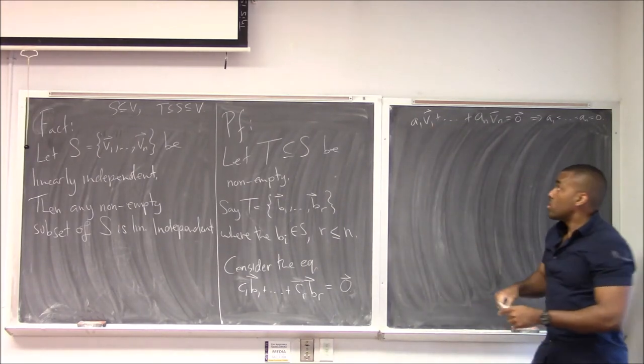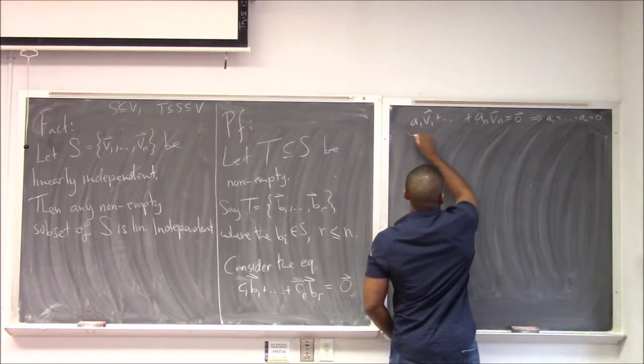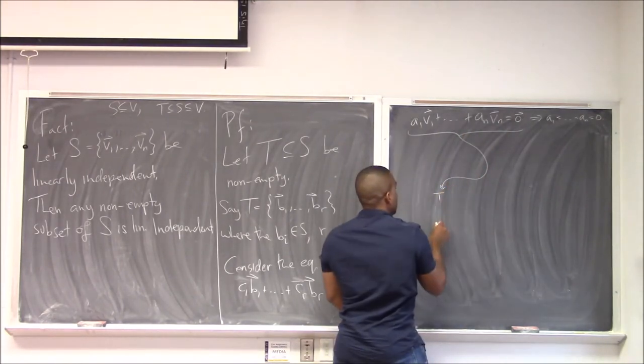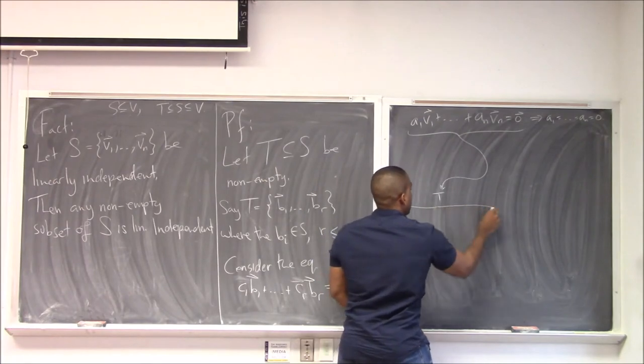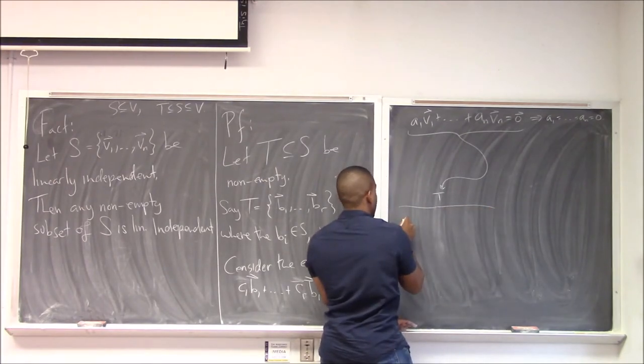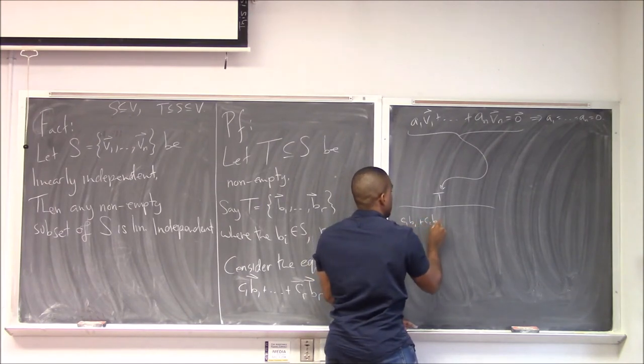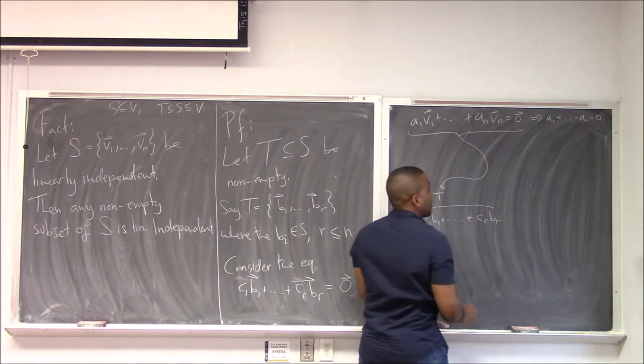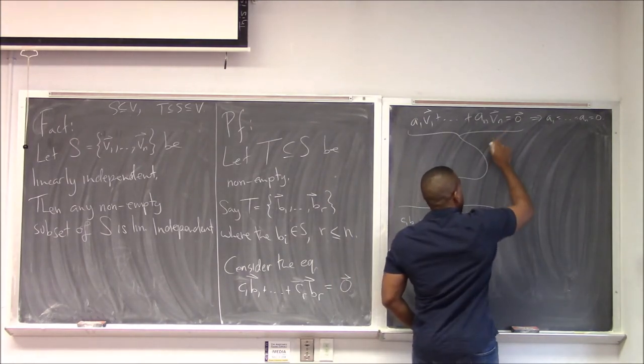Okay. So there, I'm splitting this into two groups. There are the vectors that I put in T, which I just rename for convenience. Call them C1B1 plus C2B2 plus... there are R of those vectors, plus there are the vectors that are left over.